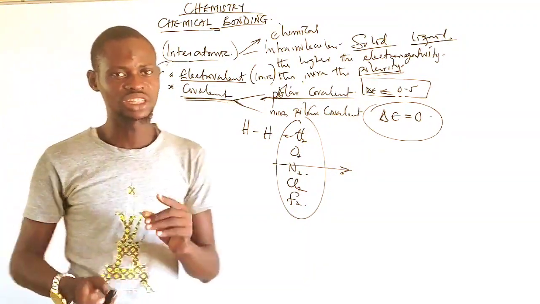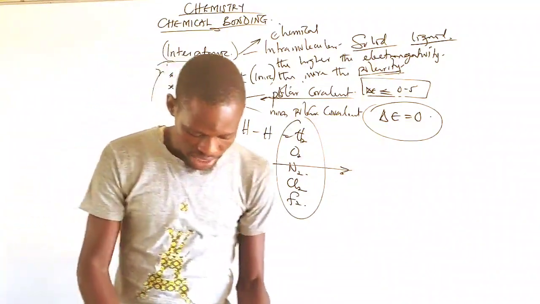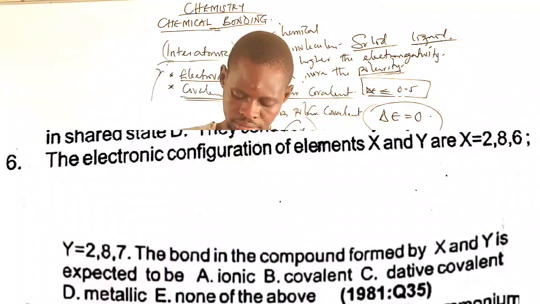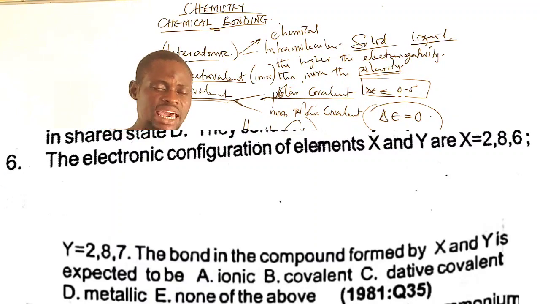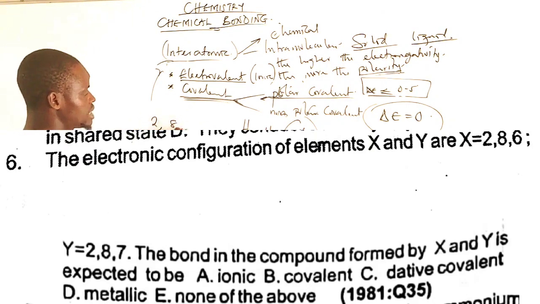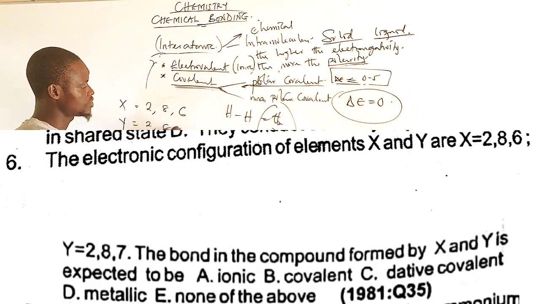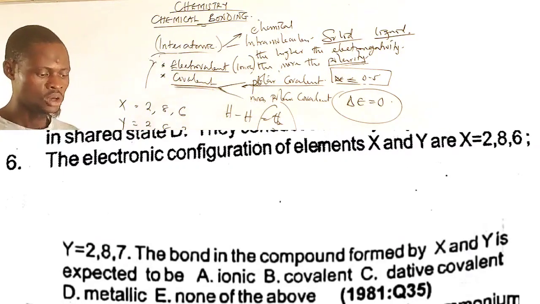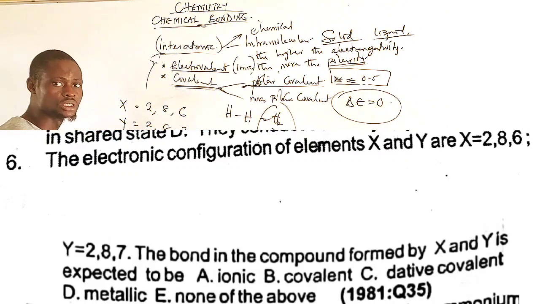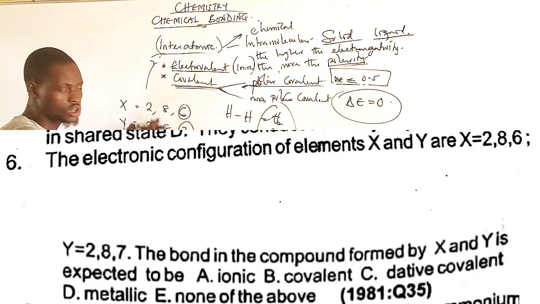Now let me take a look at a question so I can move on to another interesting thing. They said the electronic configuration of element X is 2, 8, 6, and element Y is 2, 8, 7. The bond in the compound formed by X and Y is expected to be what? Take note, how do we understand the kind of bond? This is the valence electron, because the inner shells are already complete octets.